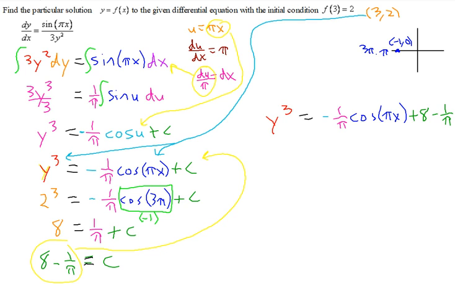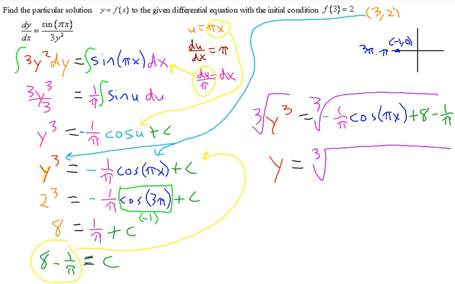And then here, to get the y by itself, the last step would just be to take the cube root of both sides. And remember, with odd roots, unlike even roots, when you take the odd root of both sides, you do not need plus or minus. So that would just be your final answer. y equals the cube root of negative 1 over pi cosine of pi x plus 8 minus 1 over pi. So that would be our particular solution.